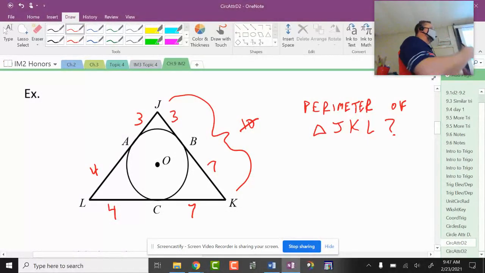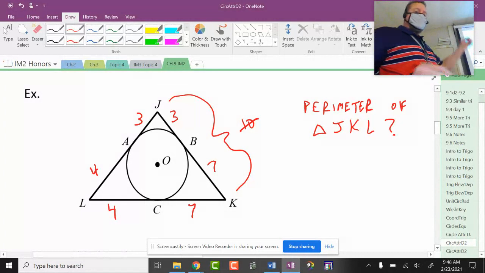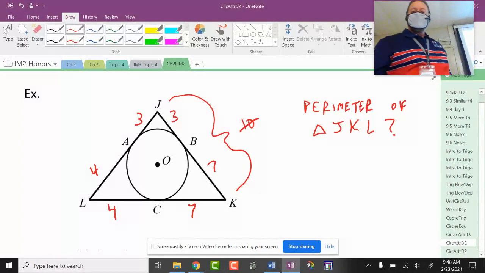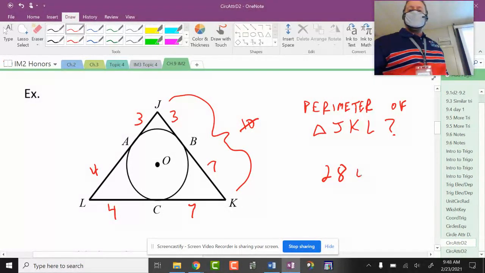So it's kind of a walk-around situation. And then you add up all those sides. So 10 plus 11 plus 7. The perimeter is 28. Again, I didn't use labels, so just say 28 units.